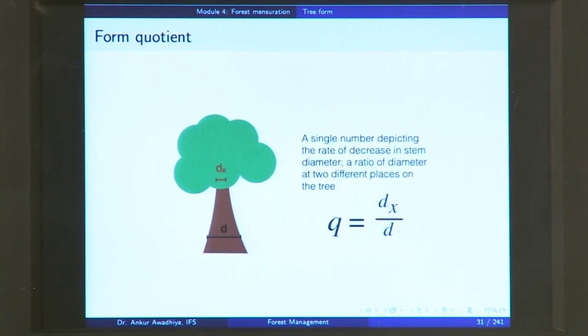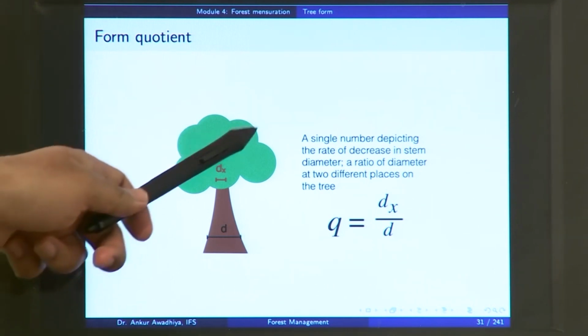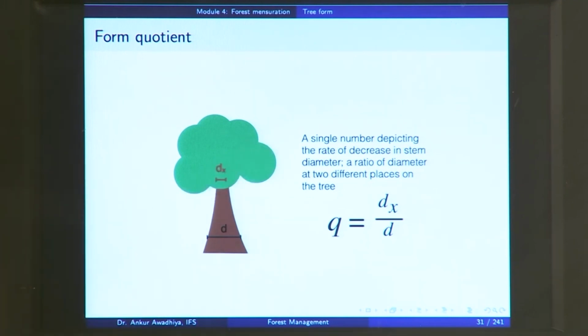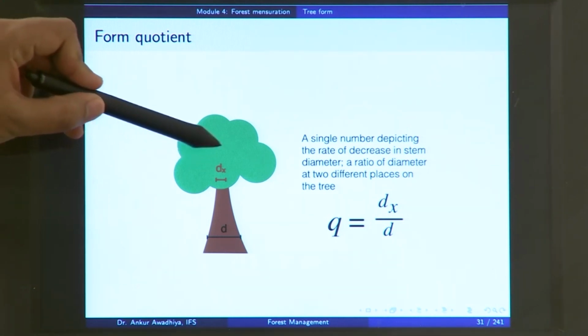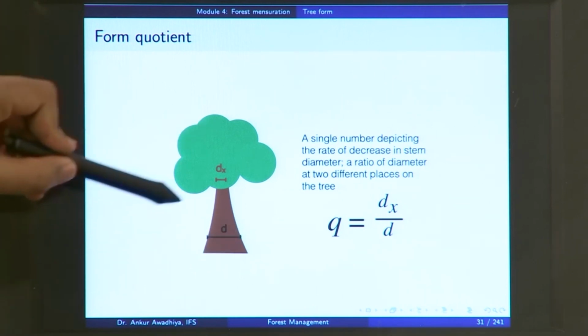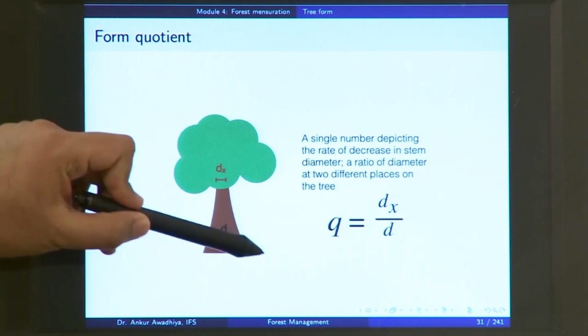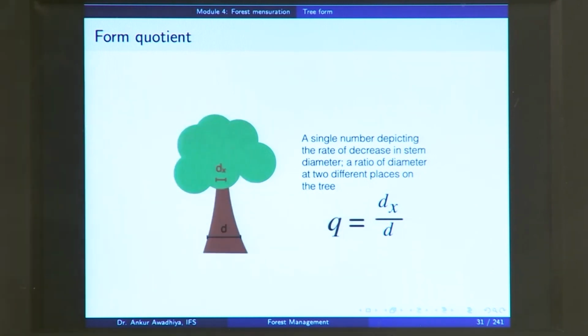Now, another value with which we can represent the form of a tree is known as the form quotient. Form quotient is a single number depicting the rate of decrease in stem diameter or the taper as a ratio of diameter at two different places on the tree. So, we are taking diameter at an upper location, diameter at a lower location, and we define form quotient as diameter at the upper location divided by diameter at the lower location. So, this can also be used to discern the form of a tree.